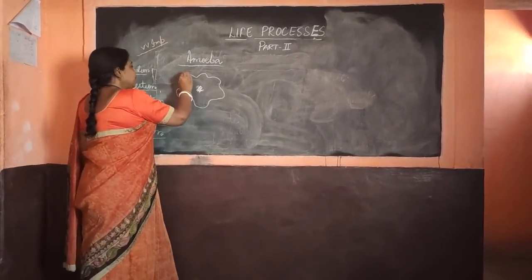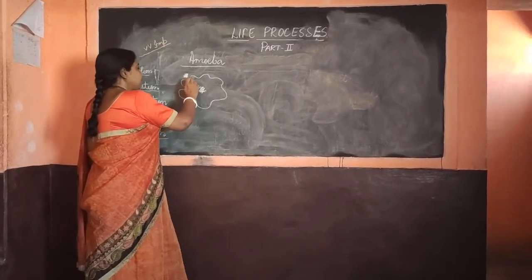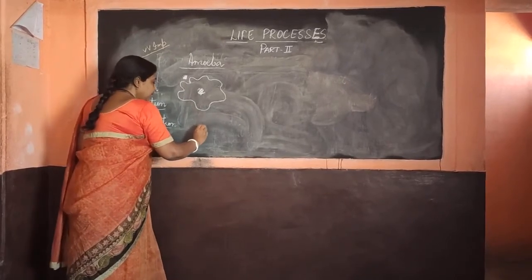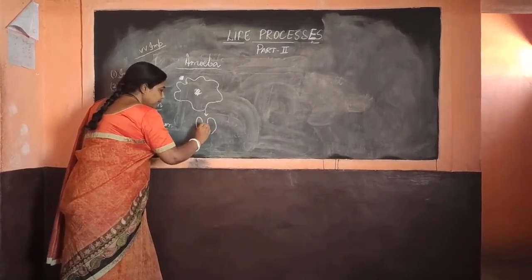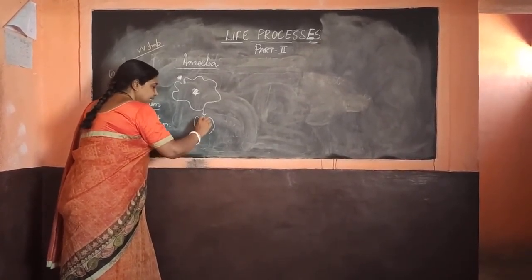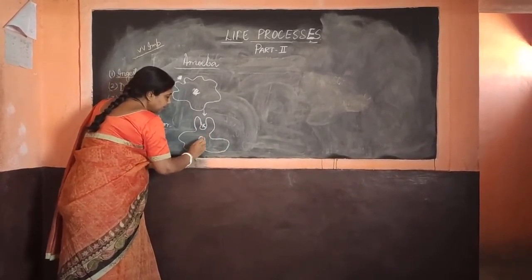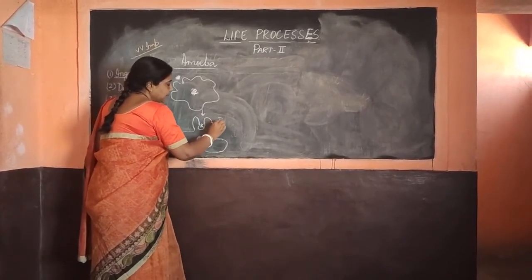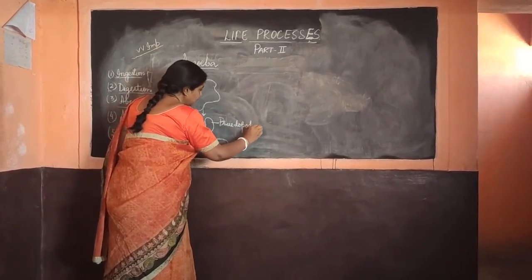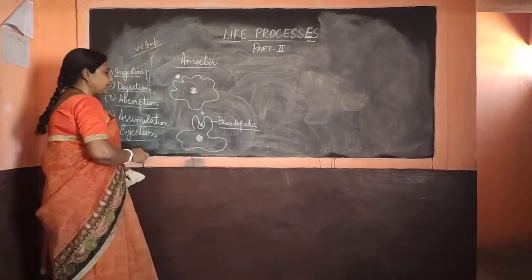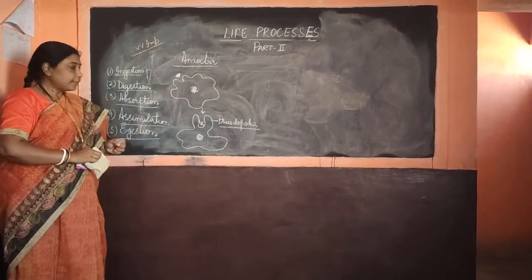Now when food particles come near the amoeba, what happens? The amoeba starts forming finger-like projections near the food particles so that it can trap them. That projection is known as pseudopodia. Pseudo means false, a false or temporary structure. Why temporary? Simply to trap the food.